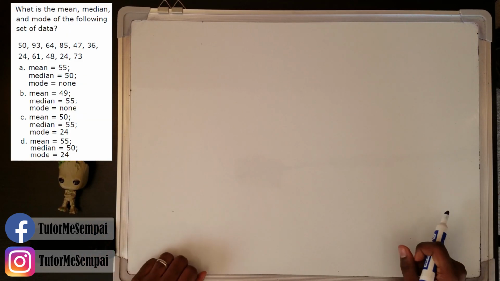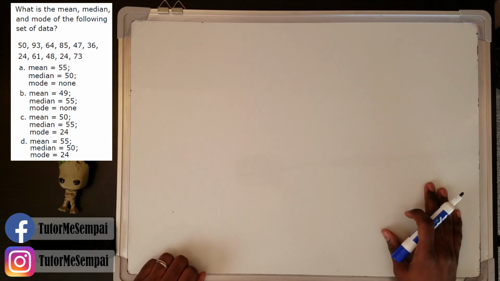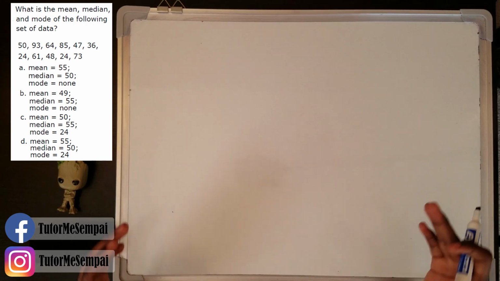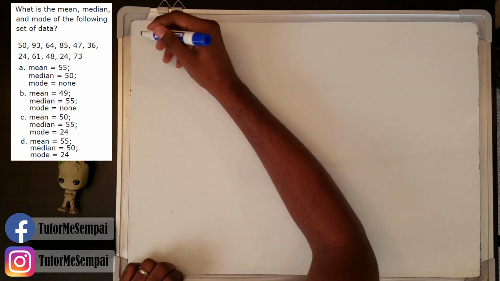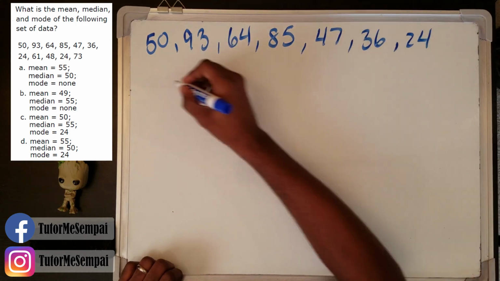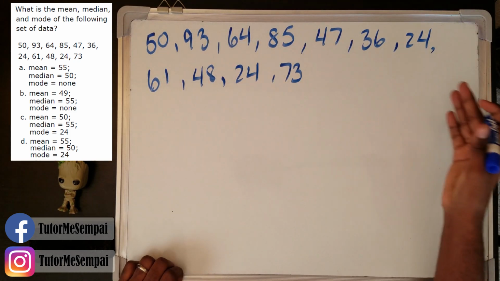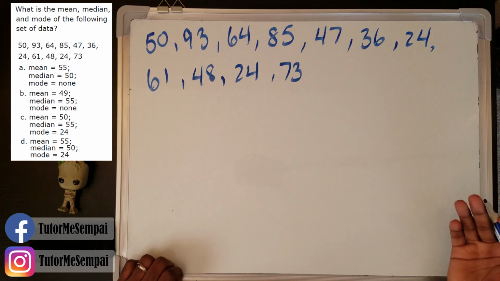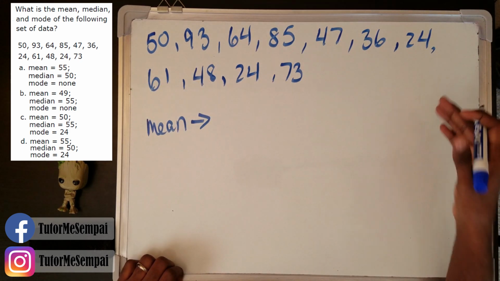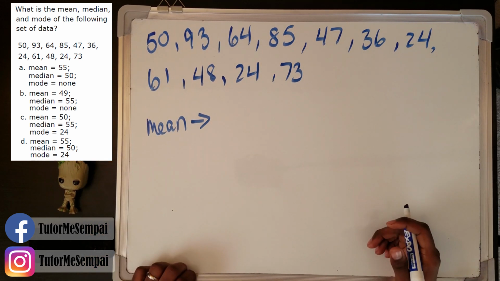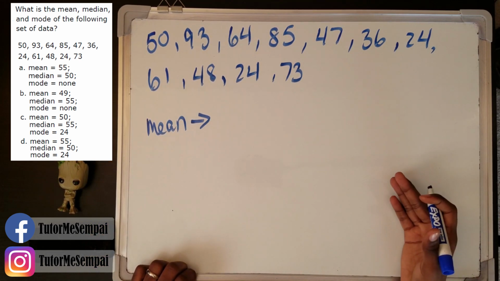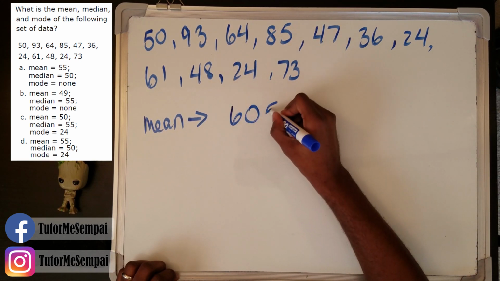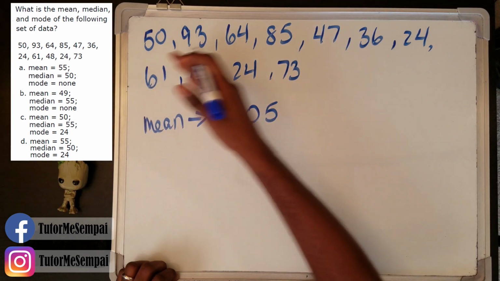So let's use what we just talked about and solve our question for today. We want to find the mean, median, and mode of the following set of data. Now we have a pretty decent list here, so let's write it all out here. So we have this big set here, and we want to find the mean, median, and mode of all of it. Well, let's start with the mean. Our mean is going to be all of these elements added up divided by the number of elements present. So when we add up all these numbers, what is that going to be? When you add all these numbers up, you get 605.